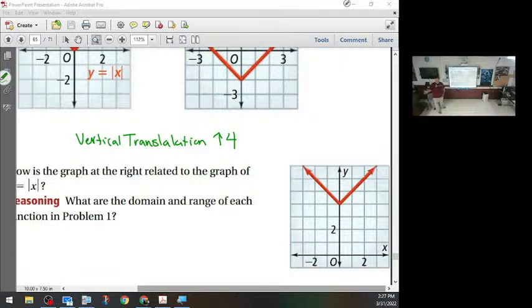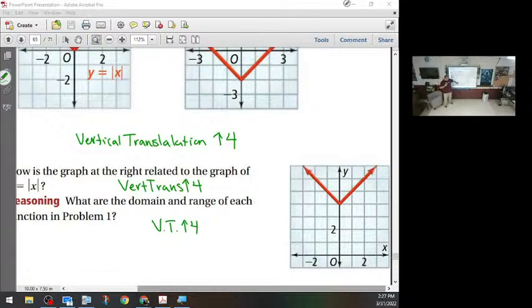Now, mathematicians are notoriously lazy. What happens is after doing those a few times, we start saying, vertical translation up 4 units. Okay? Now, we do start doing that, and we're getting lazy. You better know what the real words are.